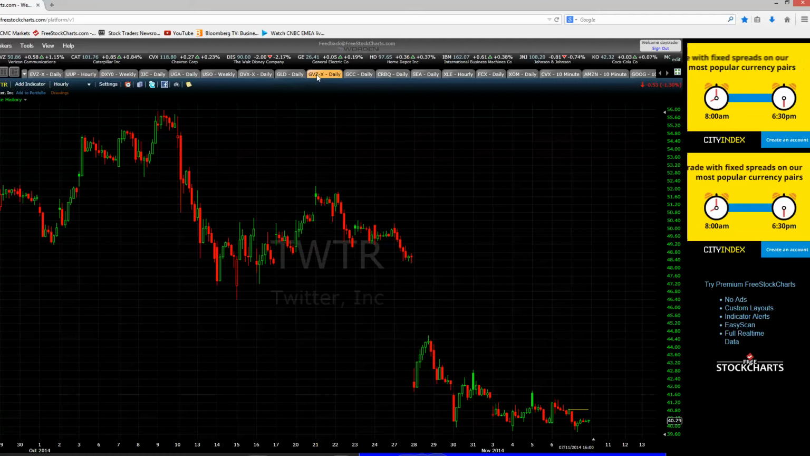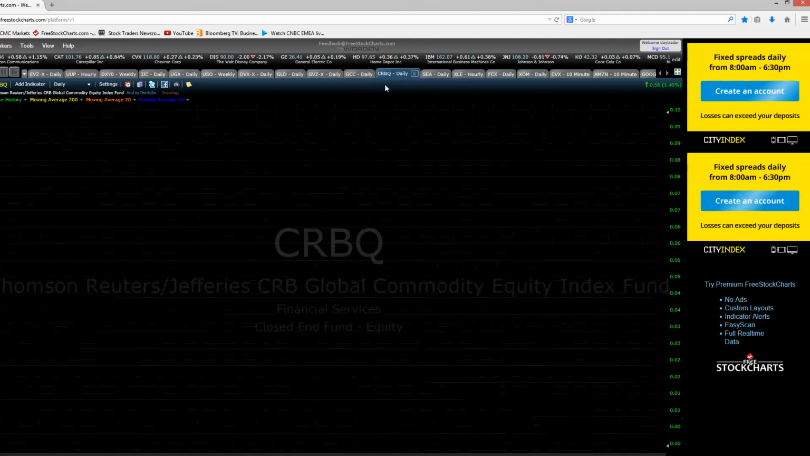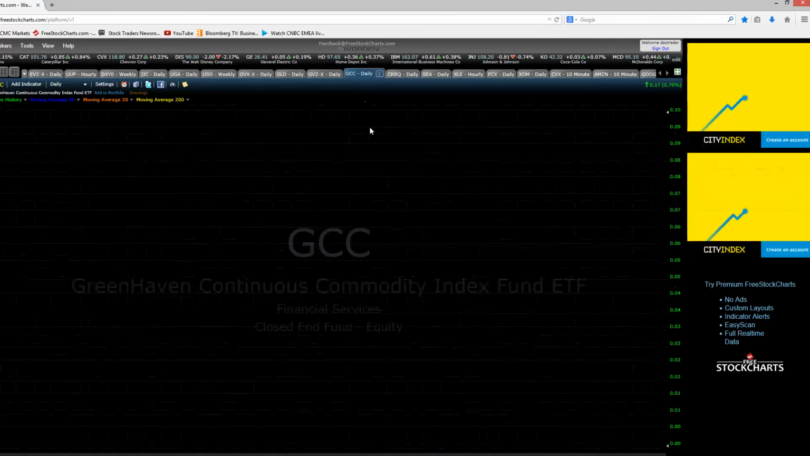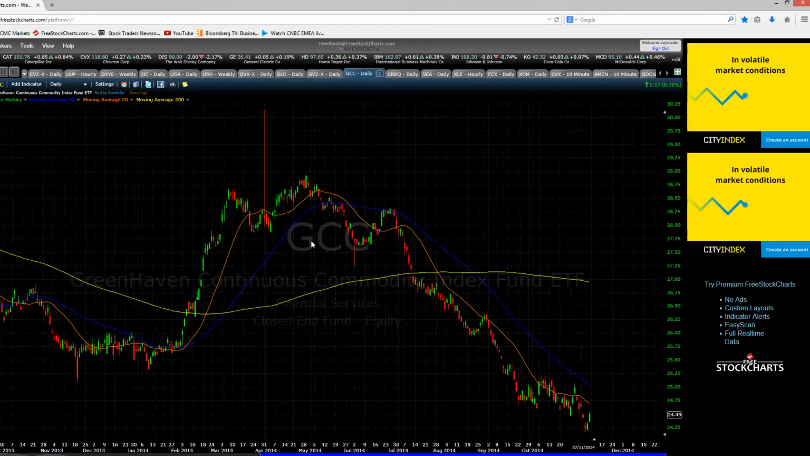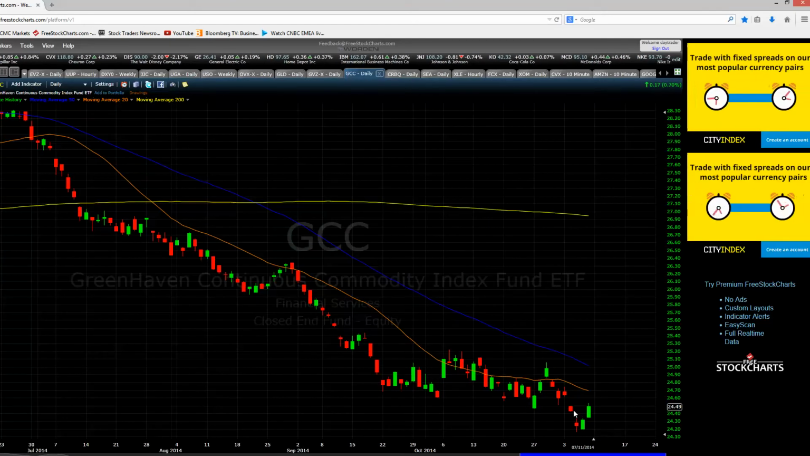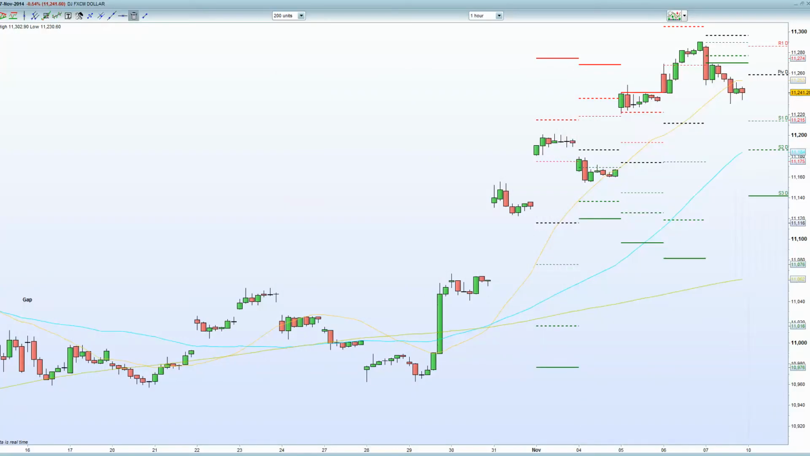Okie dokie, here we go. One of the ones that I always tend to watch is GCC. So you've got the CRBQ daily chart, and GCC is certainly making a new low, coming back to retest the previous breakout. Everything certainly isn't looking well, with Chinese data over the weekend weaker than expected, and commodities will come under further pressure, given that the oil price has been declining.